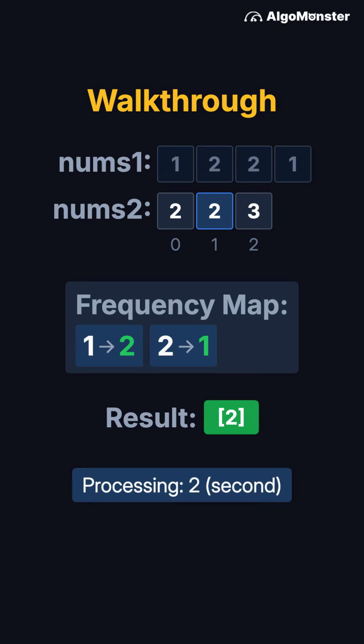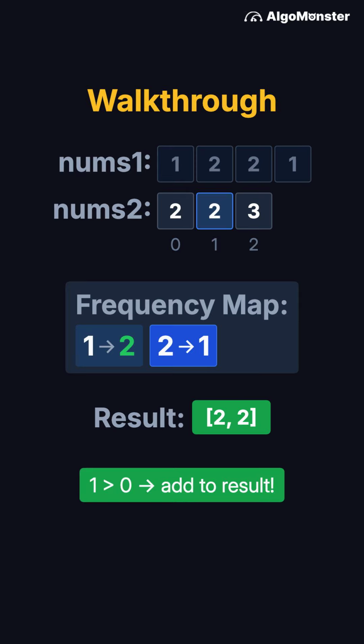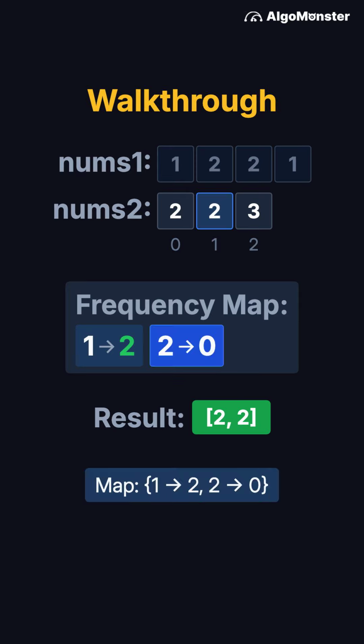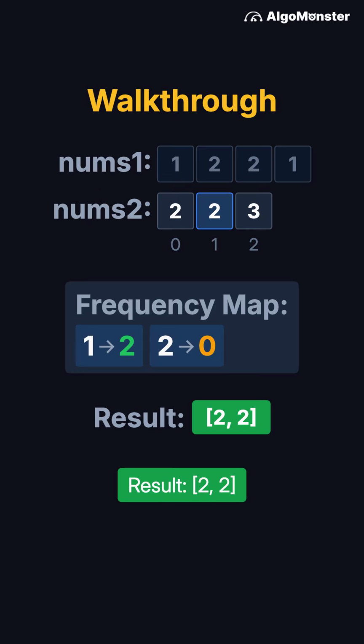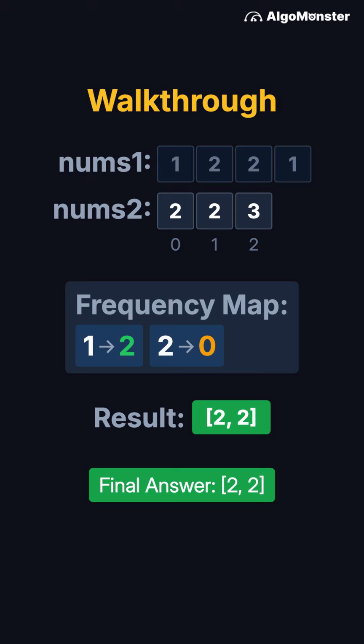Result is 2. Process the second 2. Count is 1. Still positive, so add 2 to result. Decrement. 2 now maps to 0. Result is 2, 2. Process 3. 3 isn't in the map, so count is 0. Skip it. Result stays 2, 2. The final answer is 2, 2.